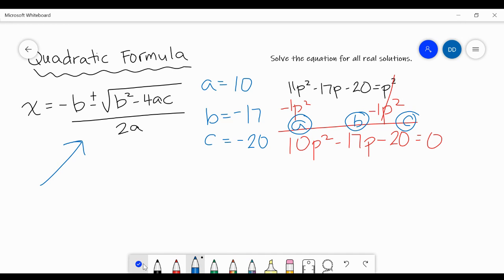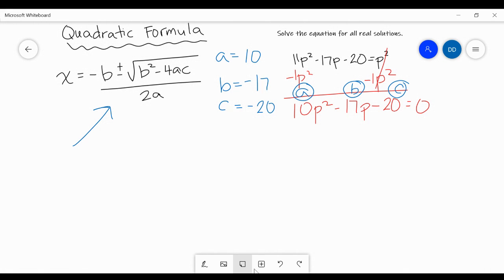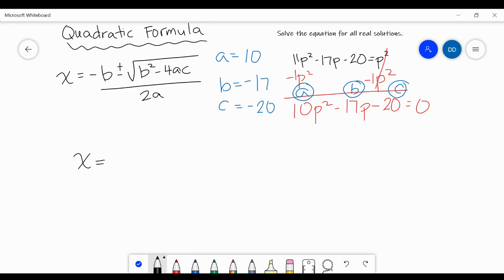So let me just zoom out a little bit. Okay, so let me just erase this. So x is equal to, we have a negative and then b squared. So I'm going to put in parentheses negative 17. It says negative b. Our b is negative. You cannot leave that out. We have to have two negatives here then.